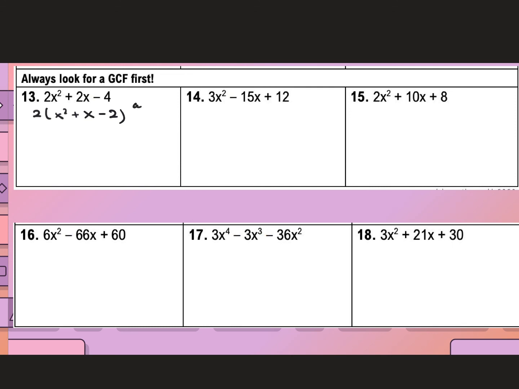All right, so now we see that we have our basic trinomial. So now our A is going to be 1, our B is going to be 1, and our C is going to be -2. So I want two numbers that when I multiply give me -2, that when I add them together give me 1. Those factors are 2 and -1. All right, so now I have three factors, so I can't forget about my GCF. I have 2, x plus 2, and x minus 1.